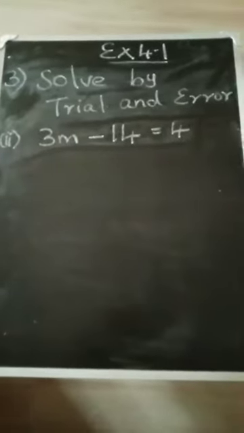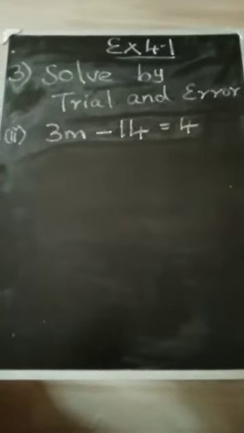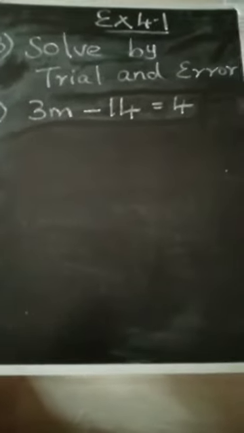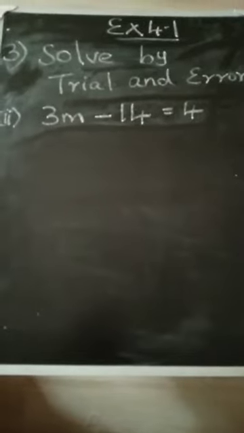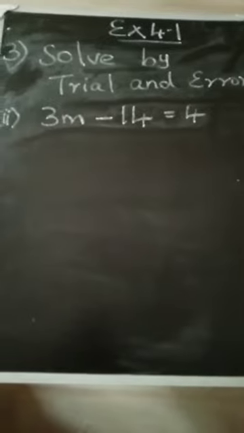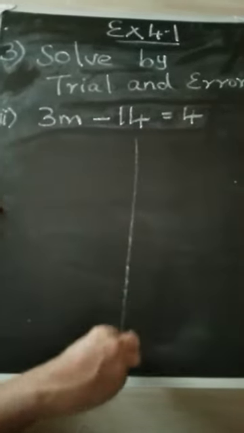Third sum. Solve by trial and error. For the second question, 3m minus 14 is equal to 4. So here the variable is m. So as I said, you have to keep substituting each value for m to find out whether the LHS is equal to RHS. Now we will split this into 2.